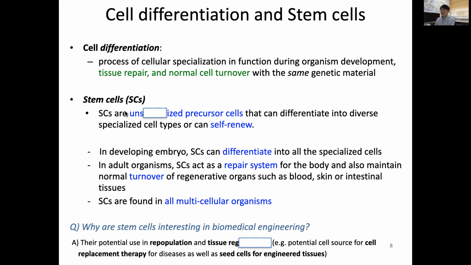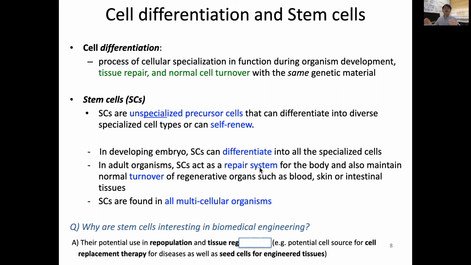And stem cells are unspecialized precursor cells that can differentiate into diverse specialized cell types, or they can self-renew. So for example, in a developing embryo, stem cells can differentiate into specialized cells. So that's great. And in adult organisms, like us, we are already adults. What are our stem cells? And stem cells act as a repair system.